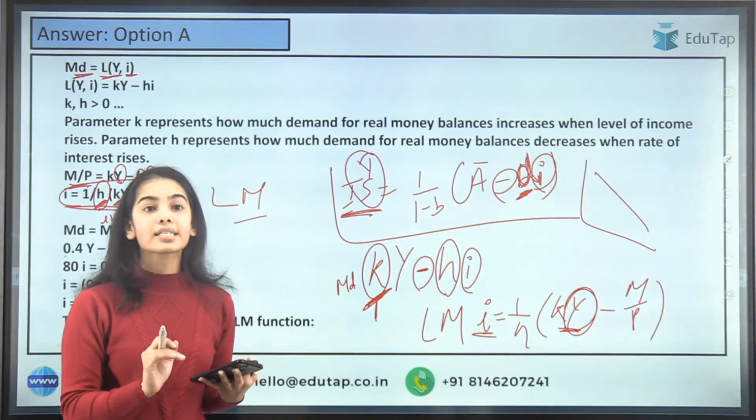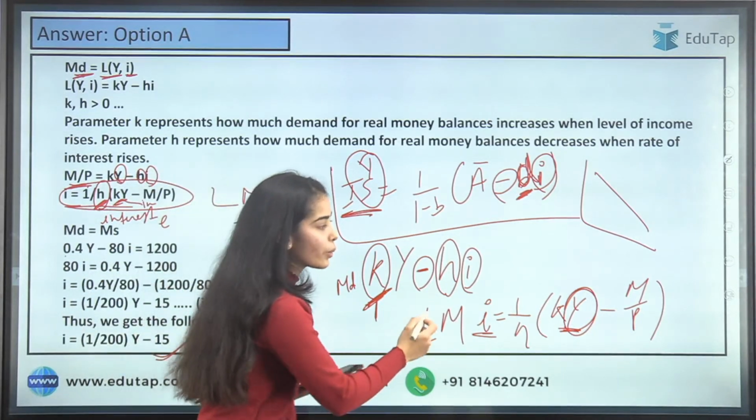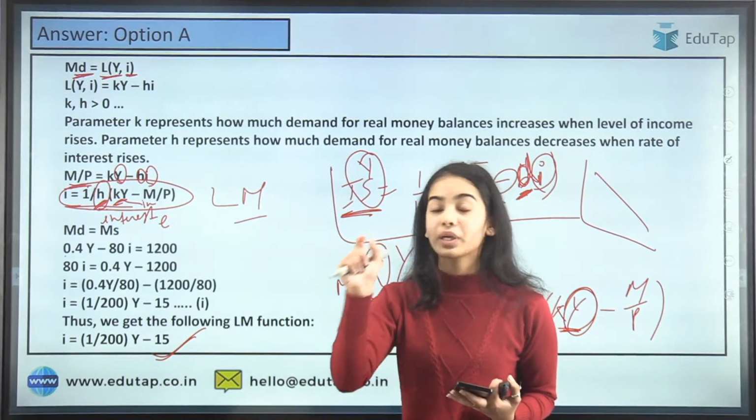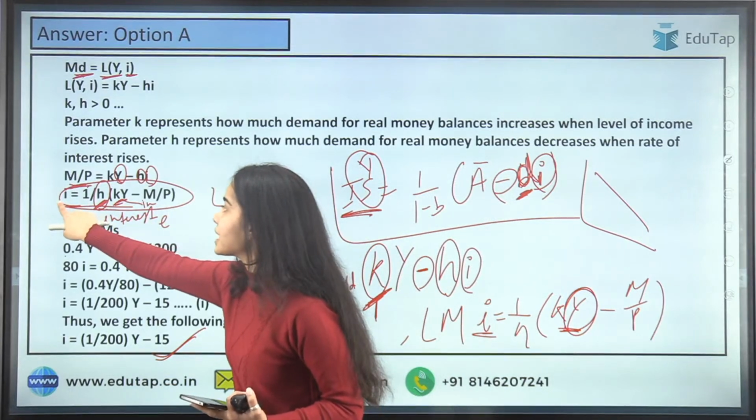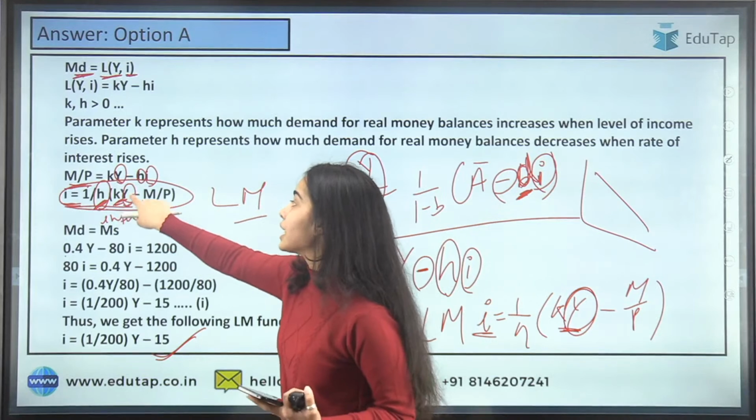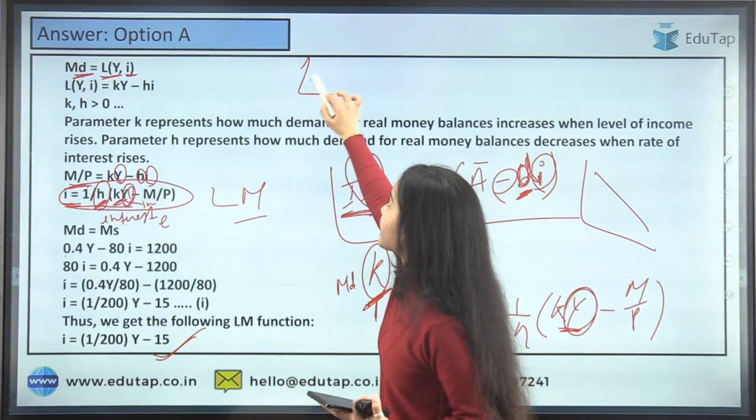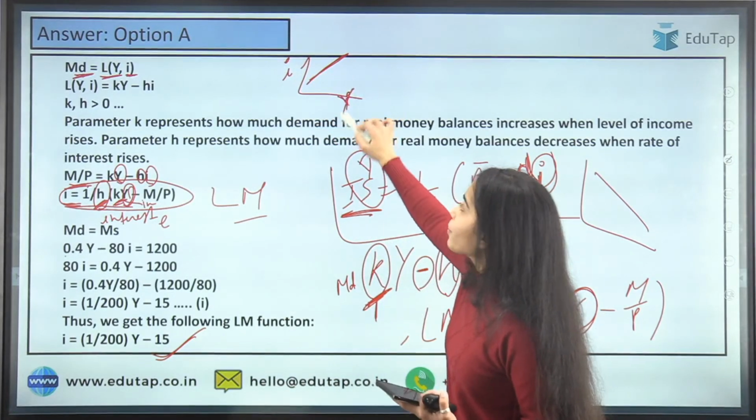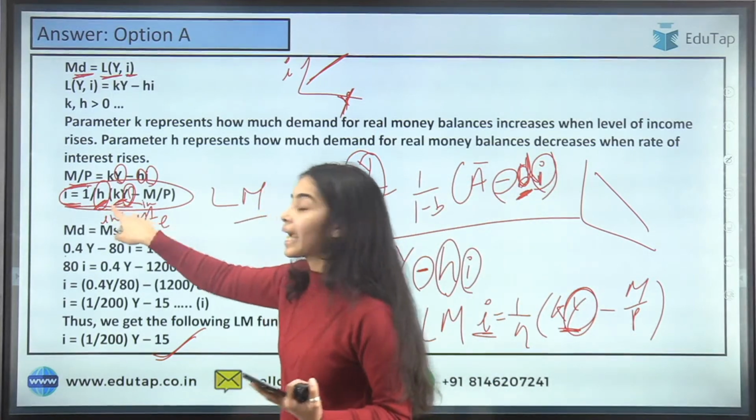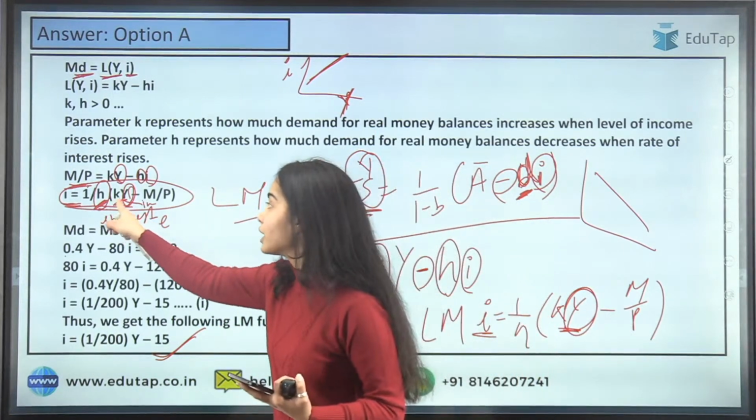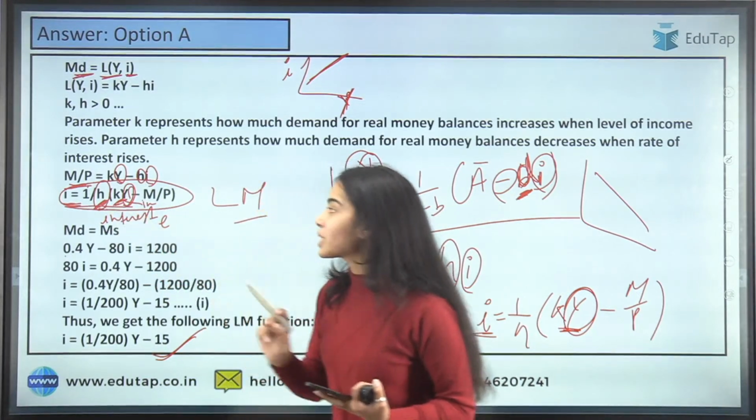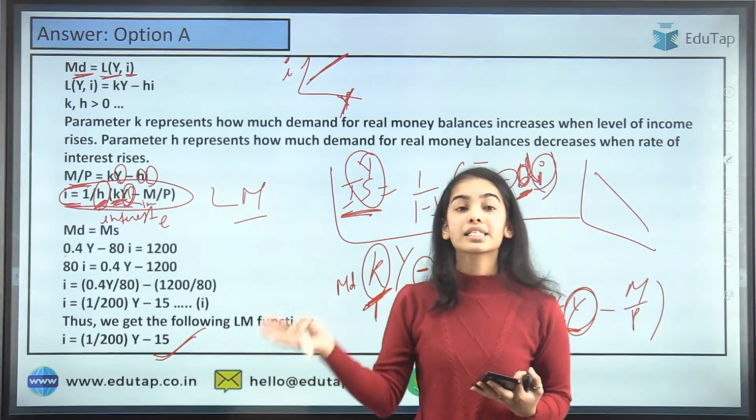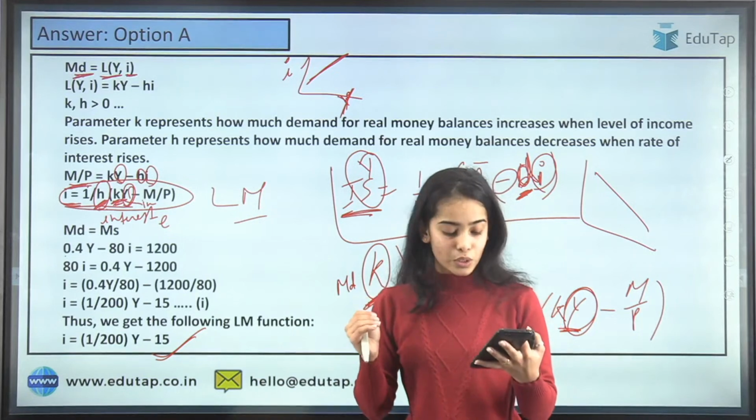If there is any query, you can ask right now. This LM curve equation shows a positive relationship between the interest rate and the income. That's why there is no negative sign in front of income in this equation. H is the interest elasticity and K is the income elasticity. We have discussed this in the previous session also, so you can also see part 2.